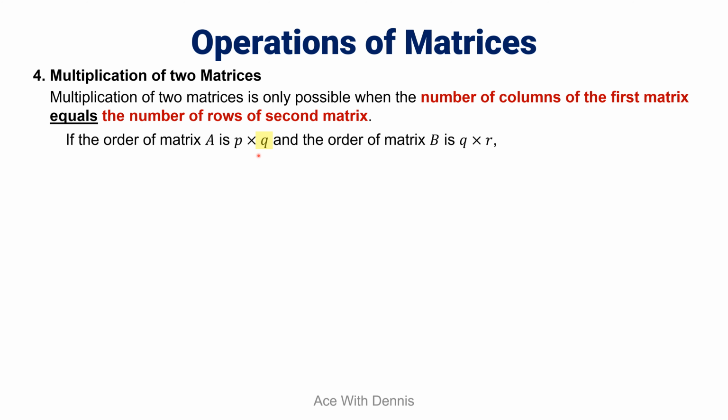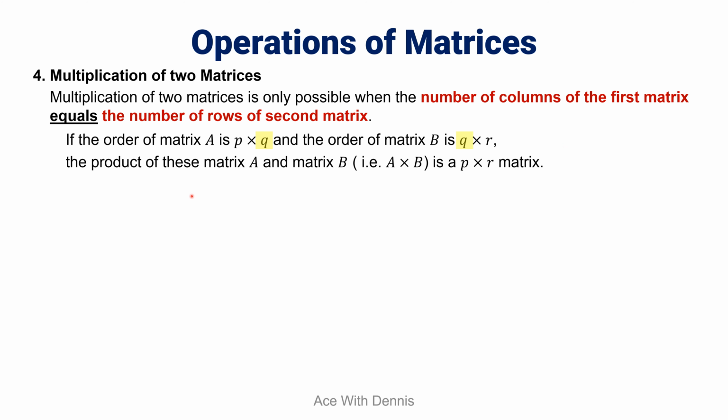So take a look at this number Q here, Q columns of matrix A and Q rows of matrix B. So these two numbers are equal. Then the product of matrix A and matrix B, which is A times B, is a P times R matrix. This P comes from the P rows of matrix A, so the result will also have P rows. And the R comes from matrix B, which means the result will have R columns. Okay, so let's take a look at a few examples here.